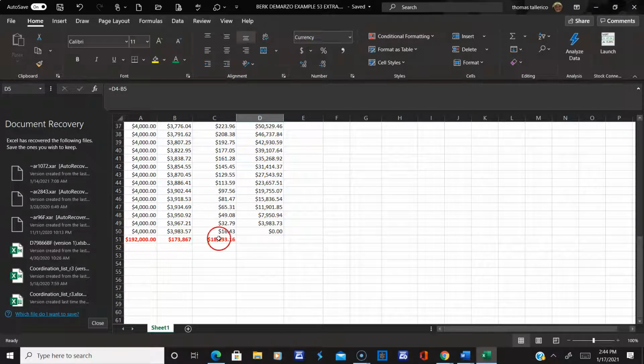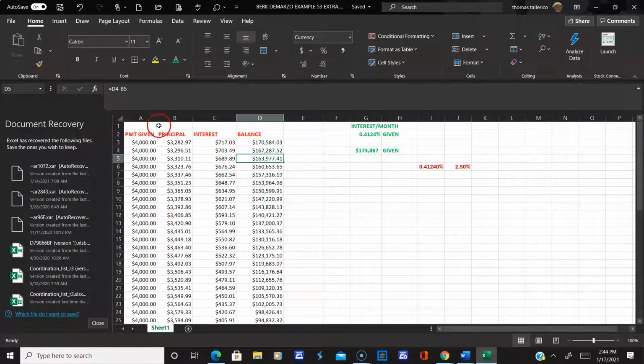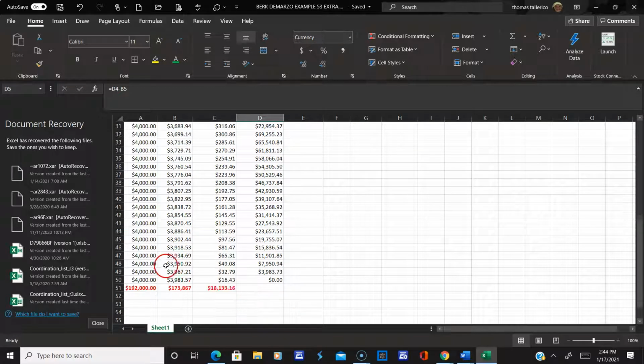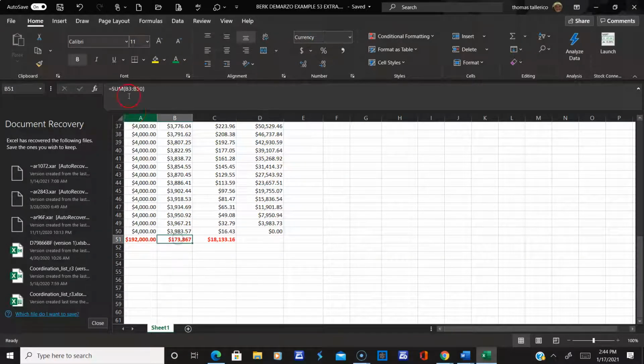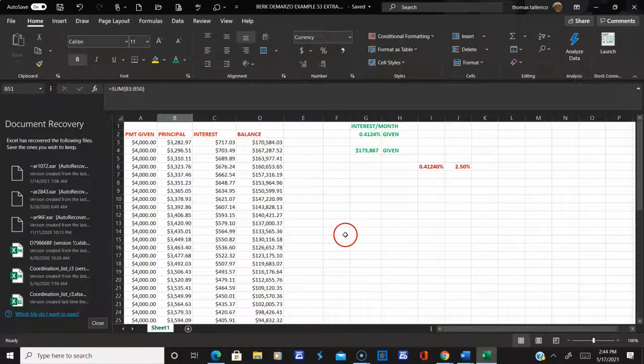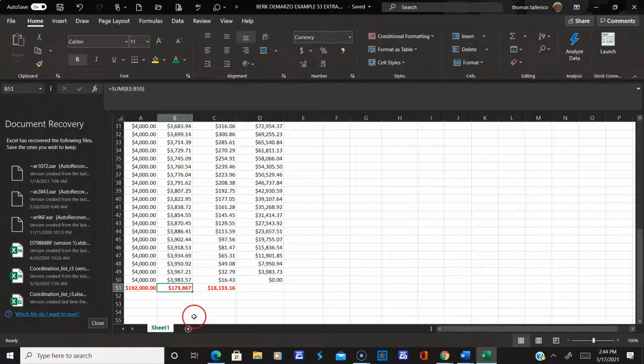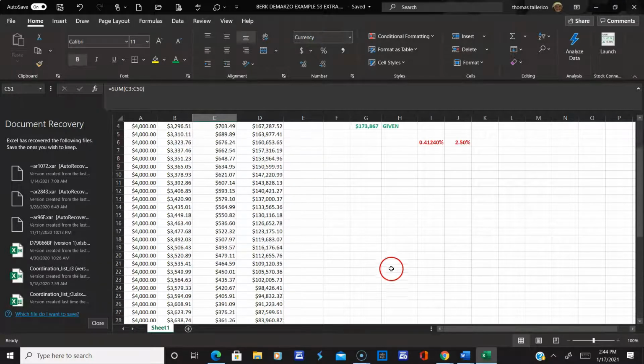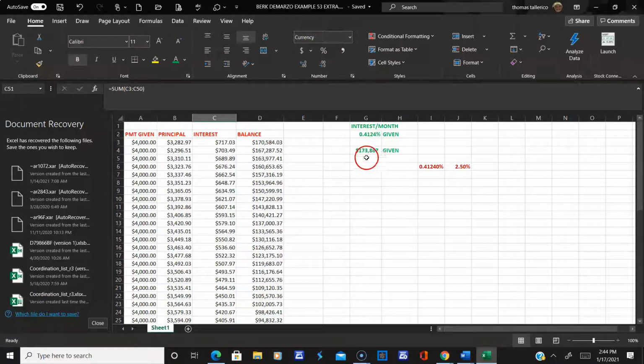And if I add up the principal, so here's the principal. If I add up all the principal in this column, which I did right here, watch. Sum B3 to B50, I get 173,867, which is exactly that. Okay? So you can see how that works out. And then here is the interest I paid. C3 to C50, right? So I paid $18,000 in interest over the 4 years on a $173,000 loan. Okay?